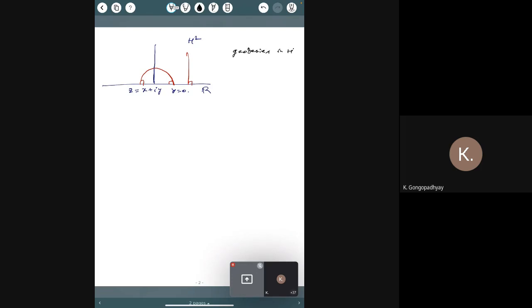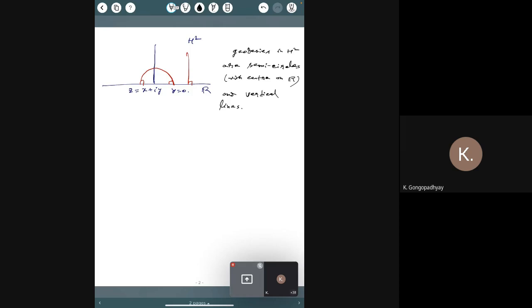All right. So the geodesics in H2 are semicircles with center on R and vertical lines. All right. So these were the geodesics in H2.